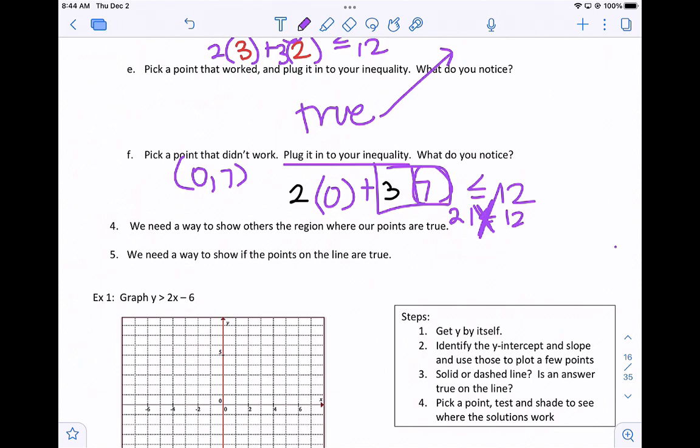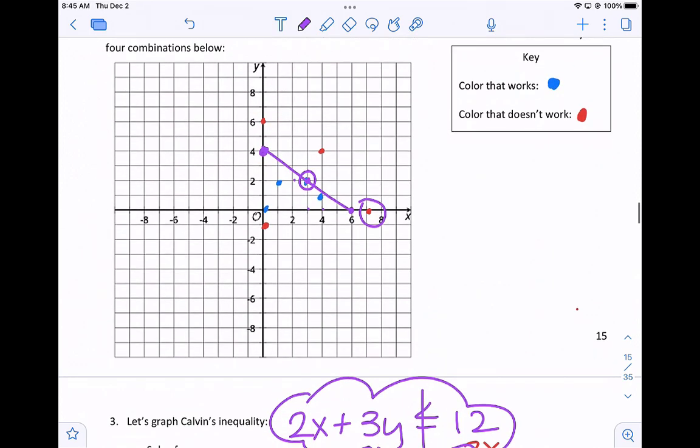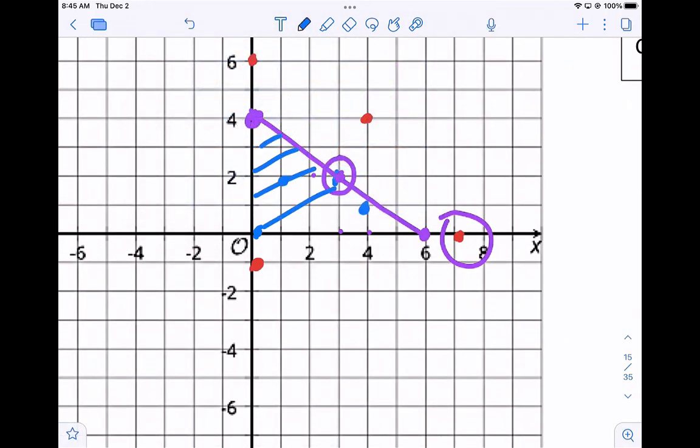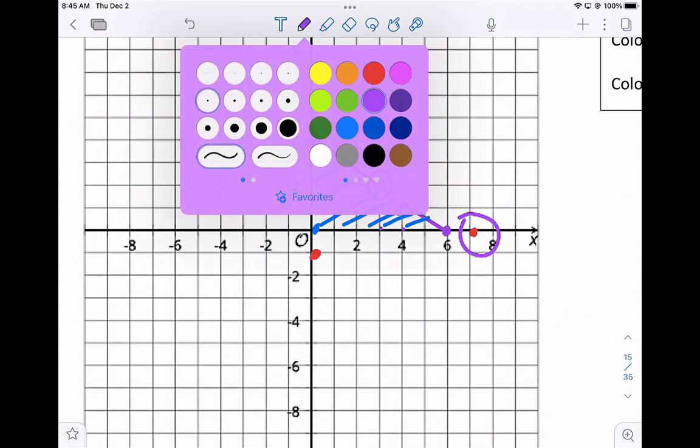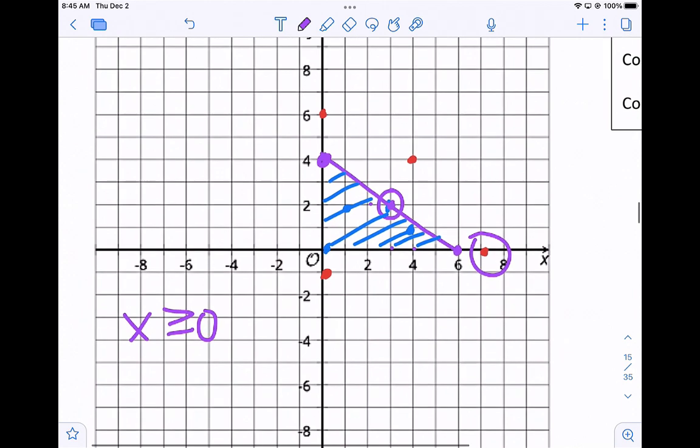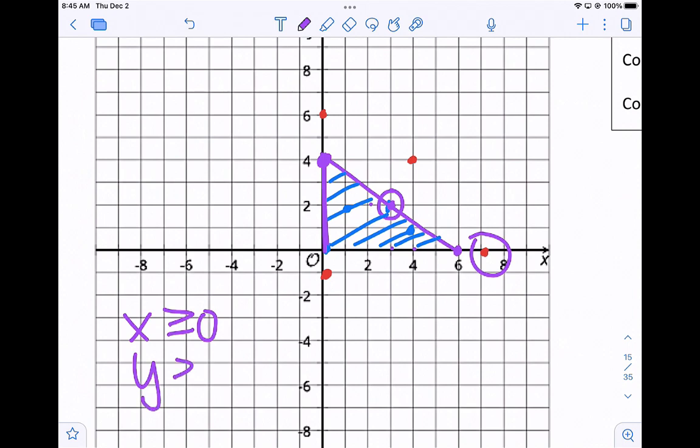And it says for step 4, we need a way to show others the regions where our points are true. And so in order to do that, we're going to shade in. So notice, if I shade this region right here, any point in this region works. We have 2 common sense constraints. We know that one of them is our x values have to be greater than or equal to 0. So here's where x is 0 right here, and it has to be greater than or equal to that. Also, y has to be greater than or equal to 0.